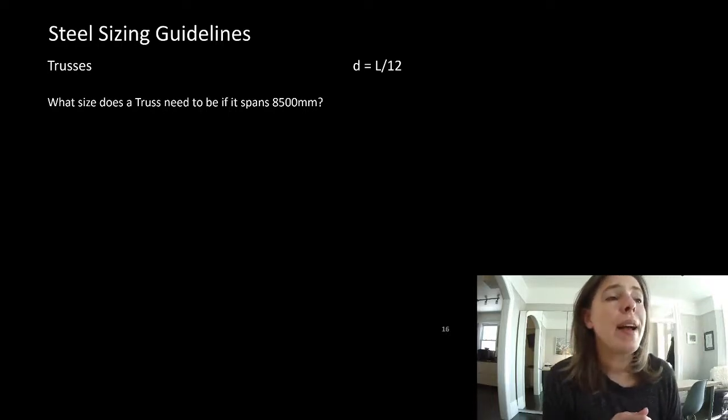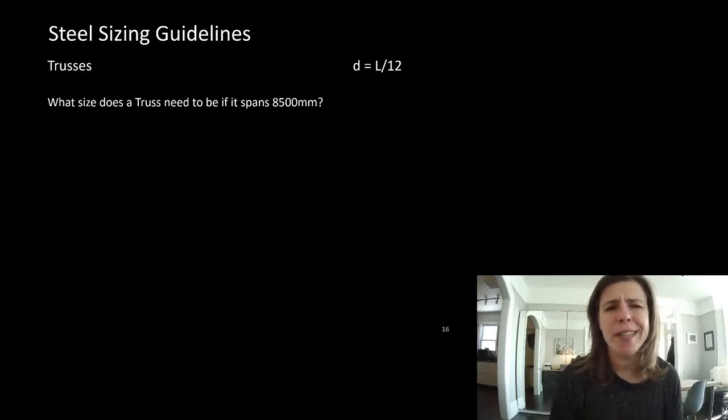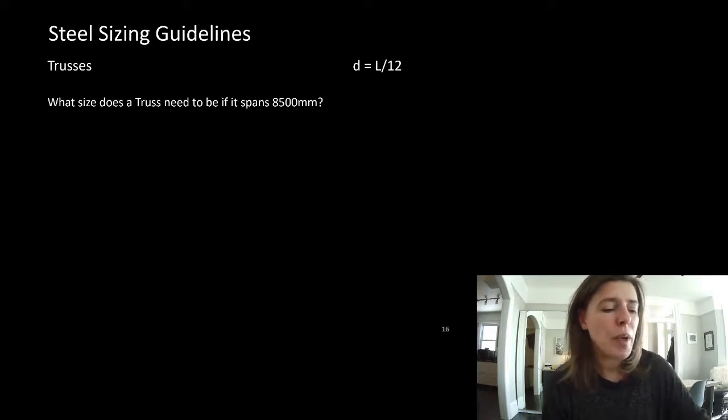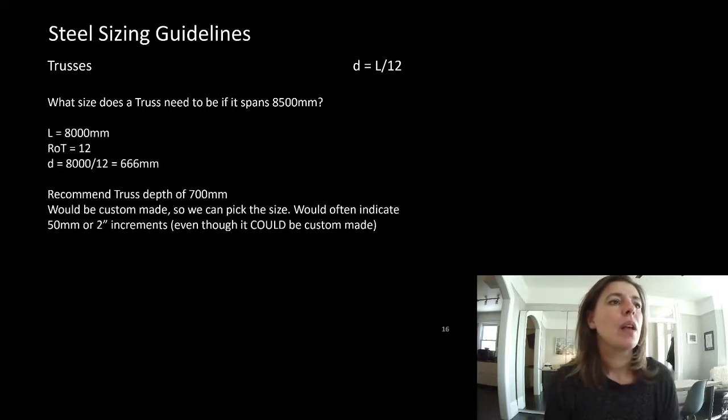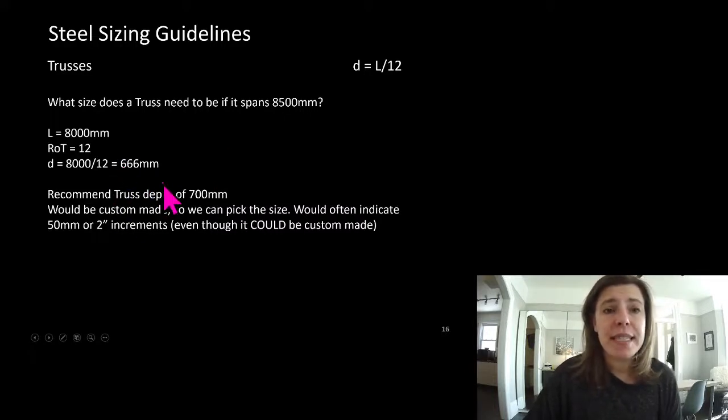All right, so what size truss do we need if we're spanning that 8.5 meters? It's a little bit weird to make a truss that's only 8.5 meters long, but we do it sometimes. Well, we would get a custom truss that we would probably make 700 millimeters deep. Again, we could make it exactly 666 millimeters deep, but we would often indicate it in 2-inch increments.